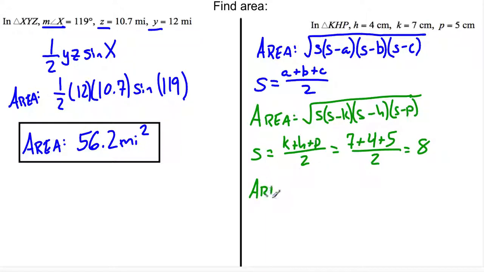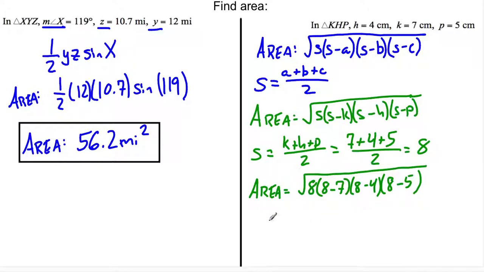So we have that the area is equal to the square root of 8 times 8 minus 7 times 8 minus 4 times 8 minus 5. Don't worry about committing that formula to memory, just as long as you understand, oh, you find this value S, and then subtract all three sides from that value and multiply those four quantities together. So now I get 8 times 1 times 4 times 3.